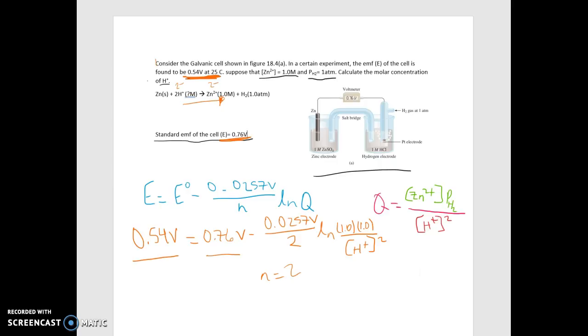Then for the Q, we just plug in the concentrations of our products over the concentrations of our reactants. They had given us 1 mole for the zinc 2 ion, and they tell us that our hydrogen gas is at standard pressure, so it would be the 1 right there. We're trying to find the hydrogen ion concentration down here. Now all we have left to do is plug it into our calculator and solve for the concentration of the hydrogen ion.